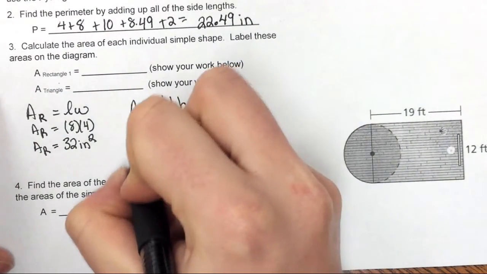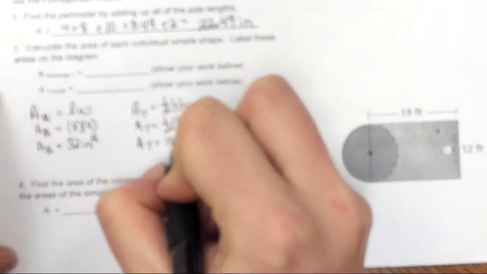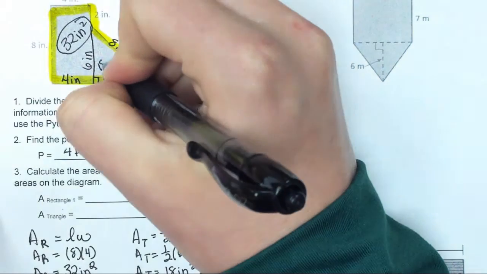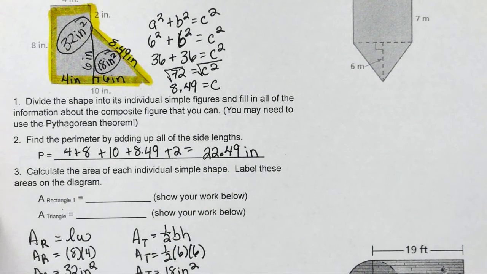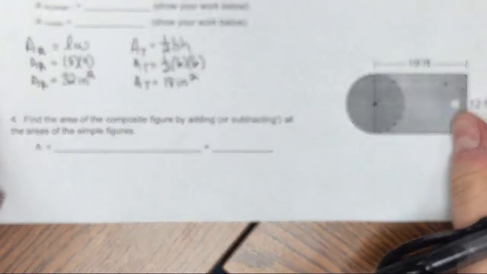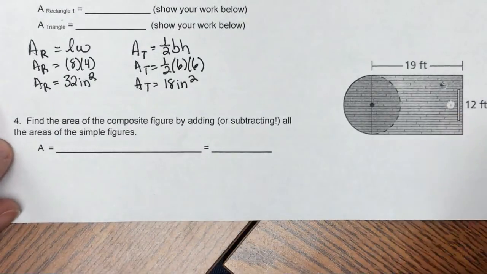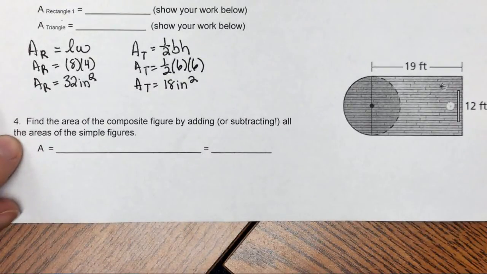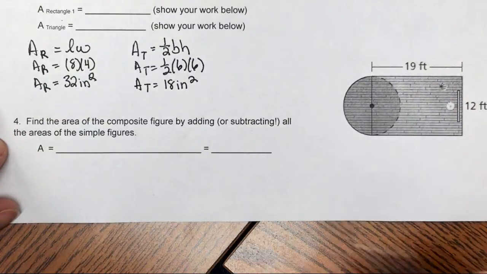So that makes the area of my triangle 18 inches squared. So again, I'm going to label that 18 inches squared inside my triangle and circle it. Alright, and then to find the total area of the composite figure, we simply add the two simple shape areas together. Sometimes you have to subtract. We'll see an example of that on the next page, and then that'll give you your total area.